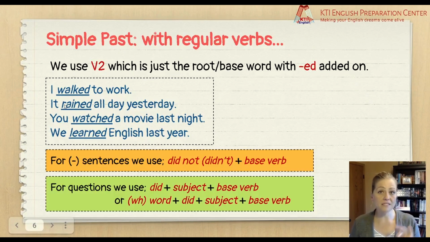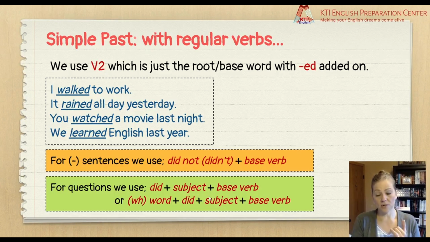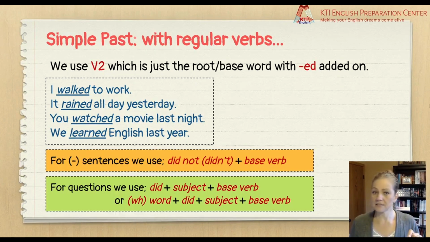Instead of walked, it'll be, did I walk to work? I've got some examples coming. Or the WH questions, the who, what, when, where, why, and the H one, how. We use the question word, usually a double H, or the W word, or WH, did, subject, base verb. So let's look at some examples.